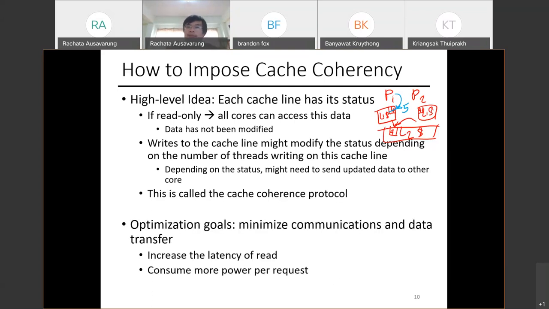The goal of this coherency protocol is you want to minimize communication and data transfer, right? Now I'm making a mess on my slides. So you want to minimize data transfer. This communication increases the time it takes to read your data. The data transfer also increases the time it needs to access your data. They also consume more power because you're moving things around. Whenever you have to move things around, that burns power.